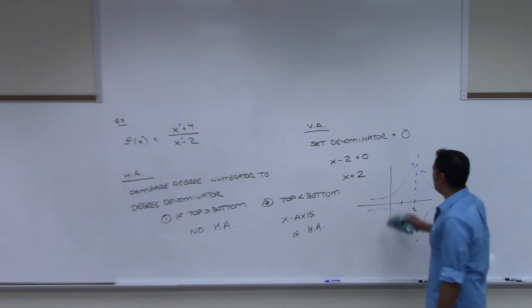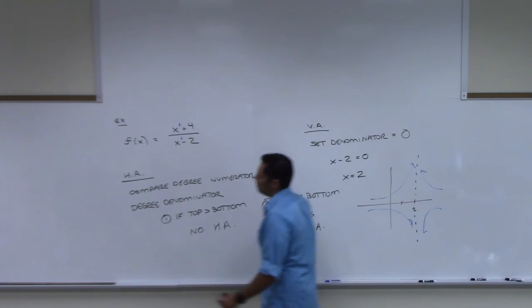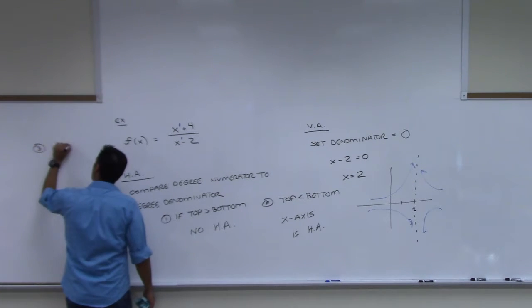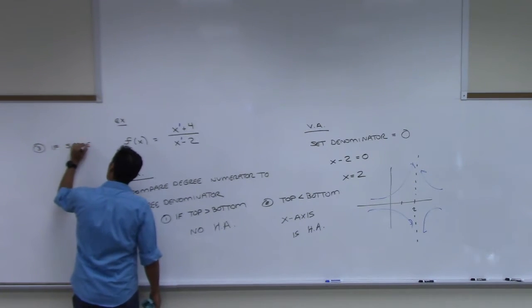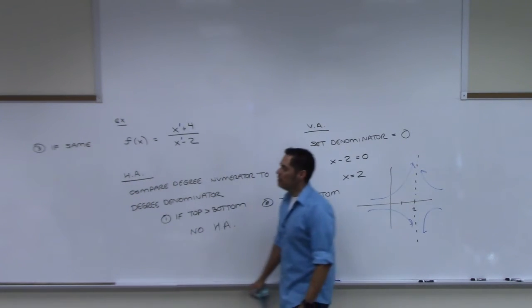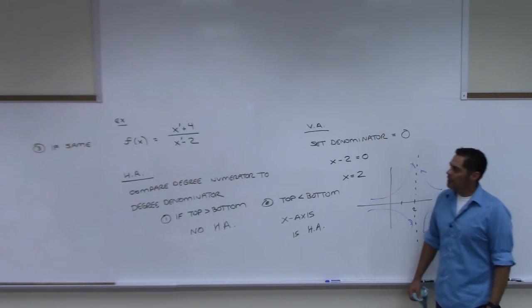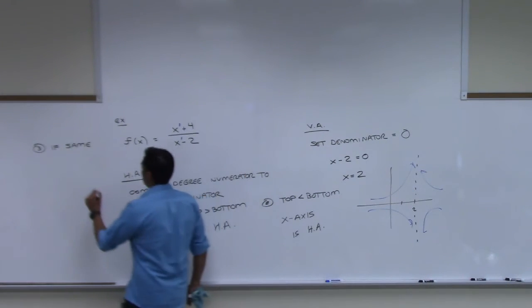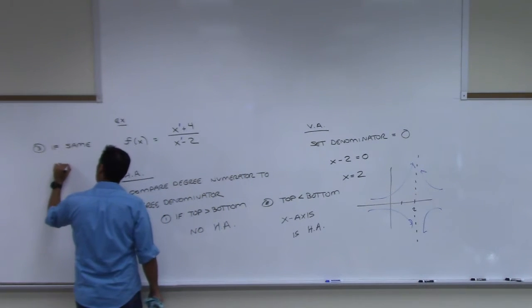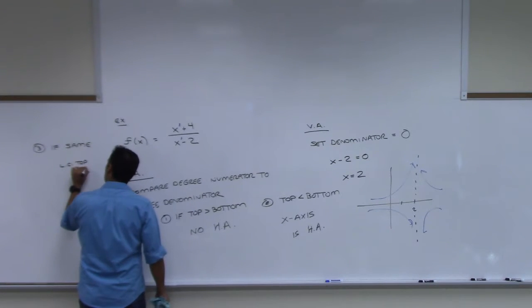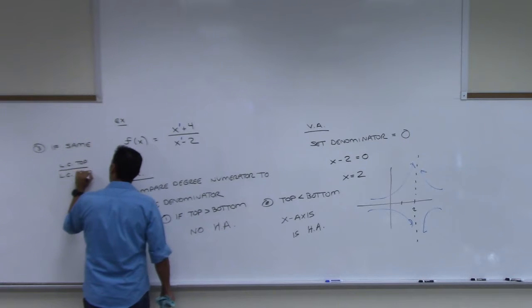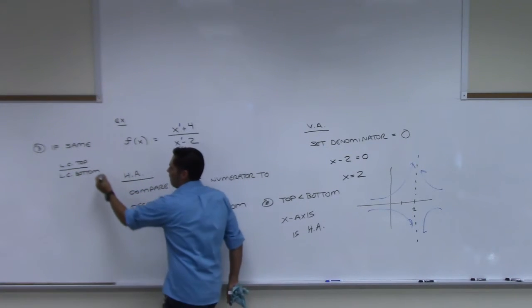And then the third possibility, I'm going to leave this up here. The third possibility is if they're the same, and I think this is the hardest one right here. If they're the same, then what you have to do is take the leading coefficient of the top and divide it by the leading coefficient of the bottom. Divide them.